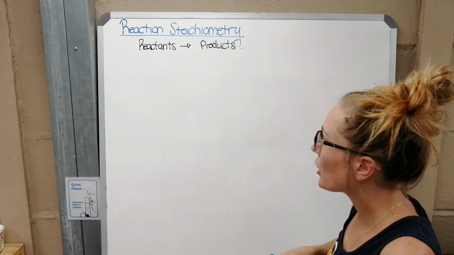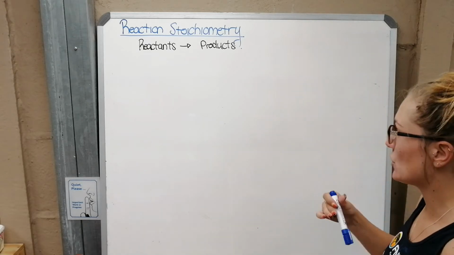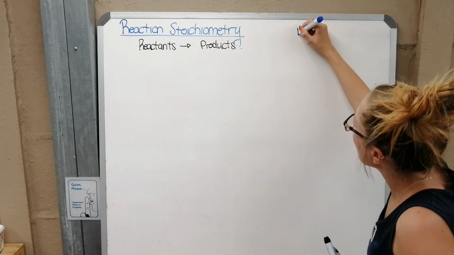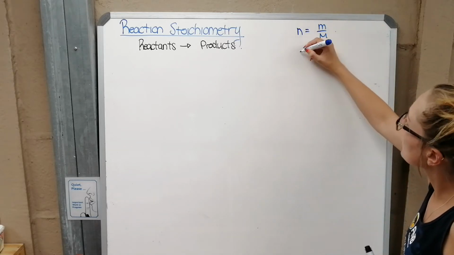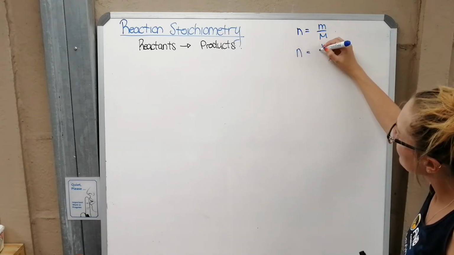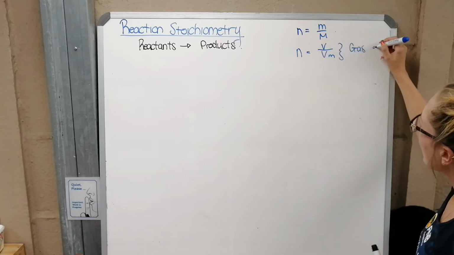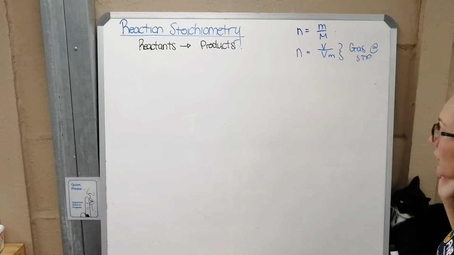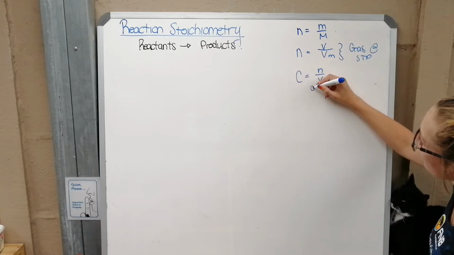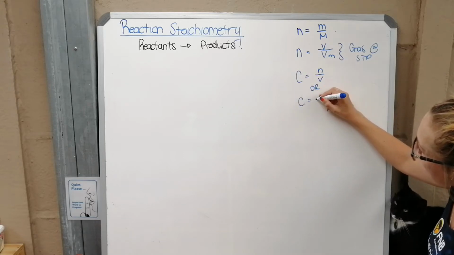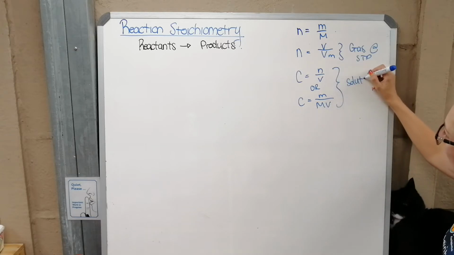Now, with stoichiometry, you need to remember all of the formulae that we've seen so far. You need to remember that n is equal to m over M. This is the main one. Then we've also got n is equal to V over Vm. This one is only for gas at STP. And then if we've got solutions, there's also c equals n over V, or c equals m over MV. Okay, these are for solutions.